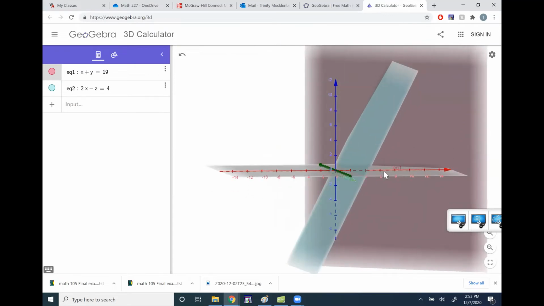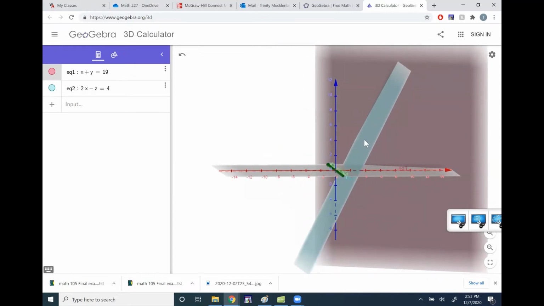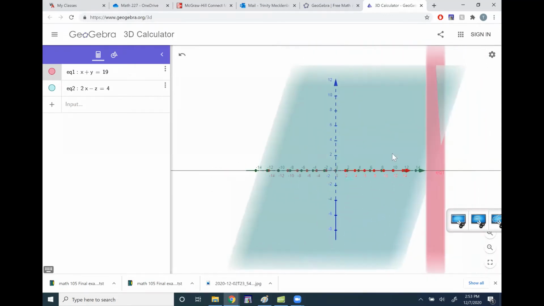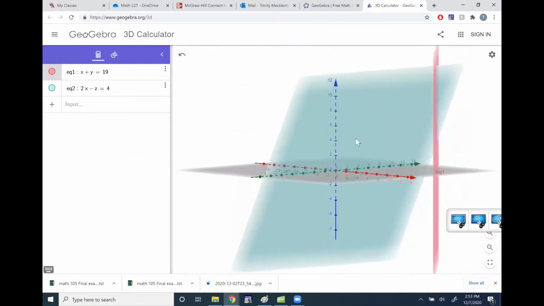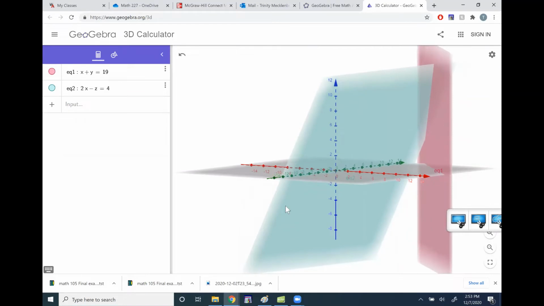Okay, so these aren't lines. What are these called, you guys? Like, what is this blue thing called? And what is this pink or whatever red thing called? Planes? Planes, yeah. You knew it was a PL word. Nice, yep. So they're planes.